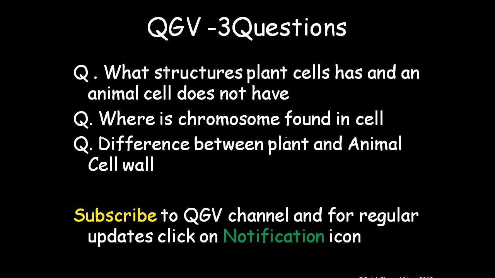Coming to the video questions. What structures does a plant cell have that an animal cell does not have? Where is the chromosome found in the cell? Difference between plant cell wall and animal cell wall.